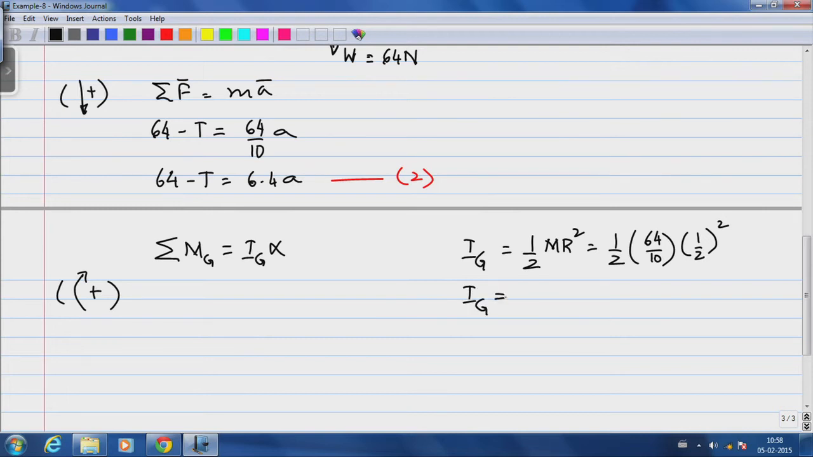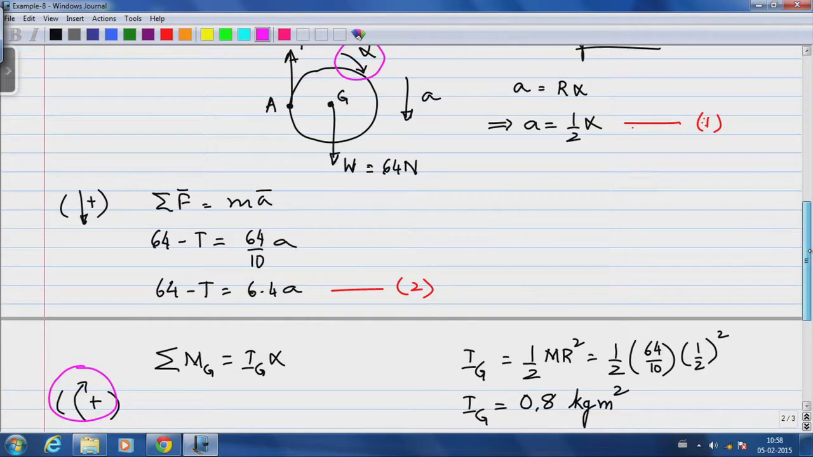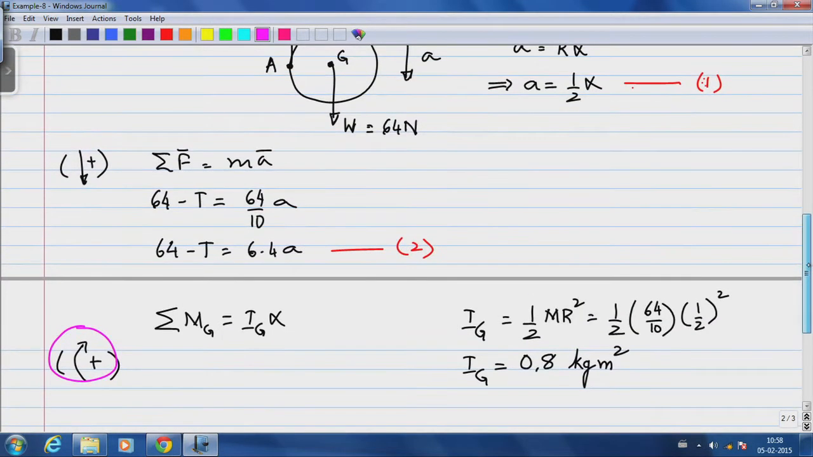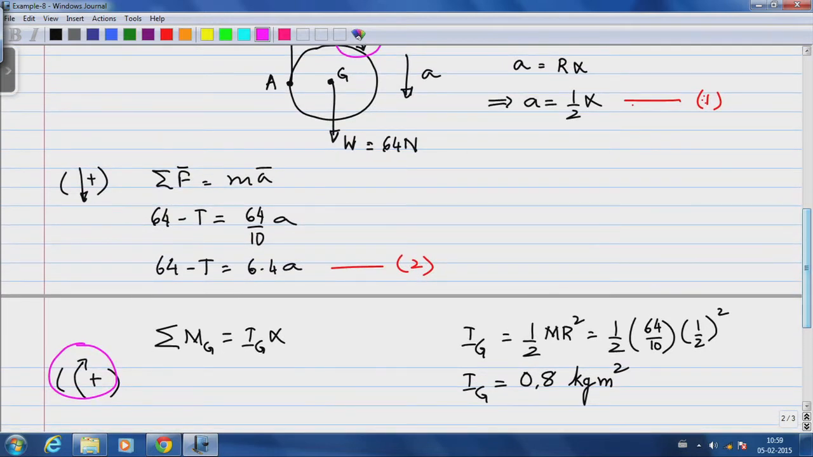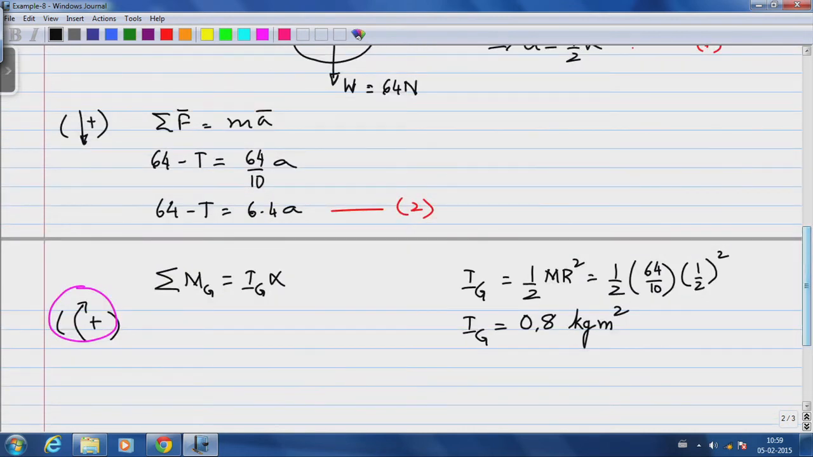So, Ig we find out is 0.8 kilogram meter squared. So, taking clockwise moments positive. Now, this sign convention that we choose has to be the same as the sign convention that we chose for alpha. That is because if you do that, you only have to worry about the signs of the terms on the left hand side, the moments. The right hand side, Ig times alpha, would always be positive. So, that eliminates one little thing to worry about.